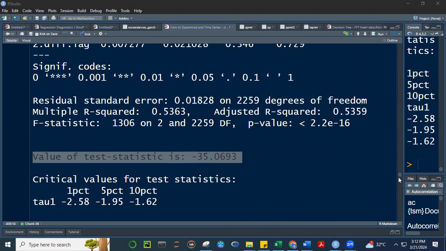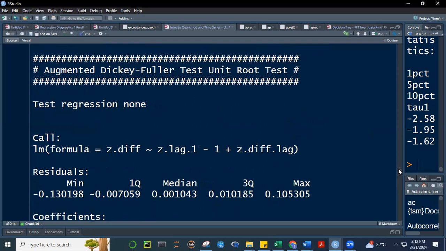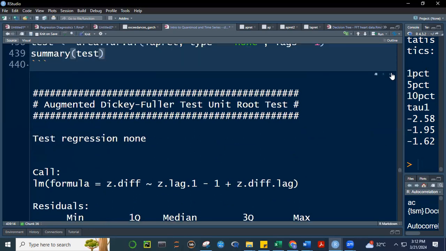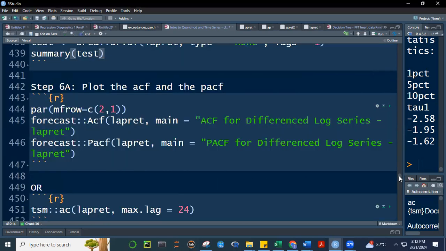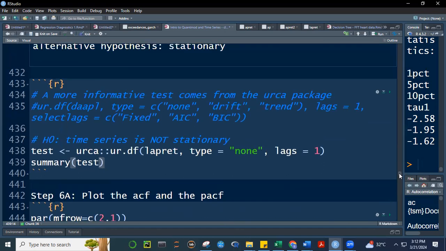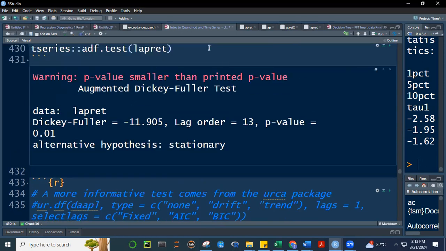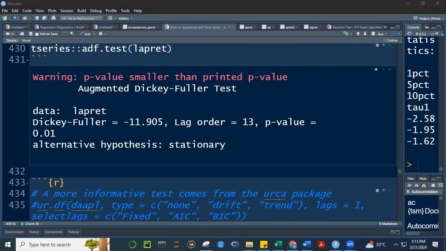Any questions about that, class? Any questions about this, testing for the stationarity of our data? Please chat if we're clear so far.